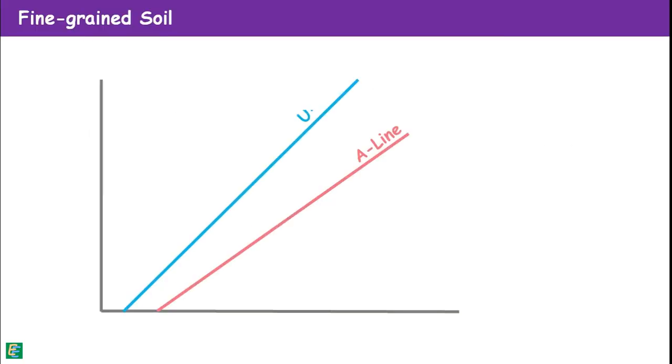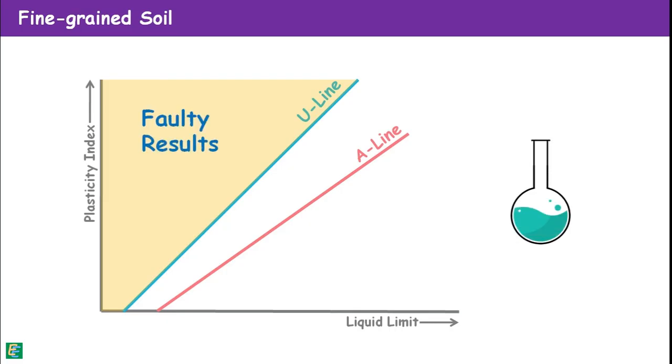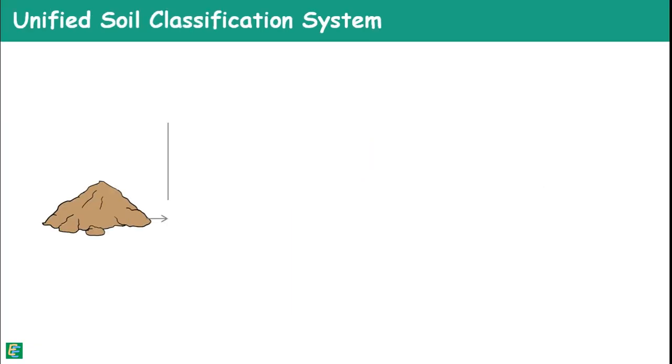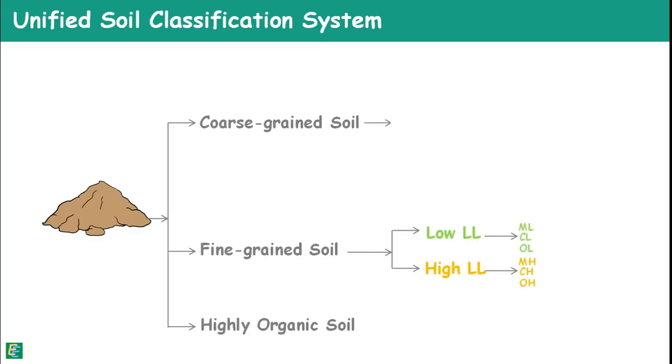A U-line is also defined as the upper limit of the correlation between the plasticity index and liquid limit of soil. If the test results of the soil fall above U-line, then results are considered faulty and the experiment should be repeated. Equation of the U-line is given as this. It was the classification of fine-grained soils.